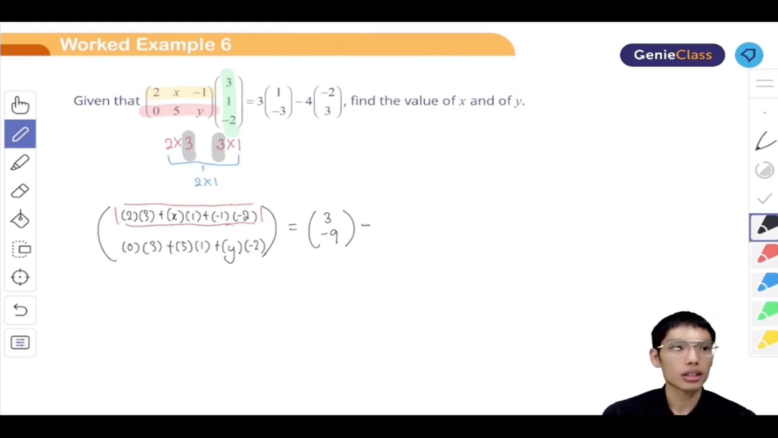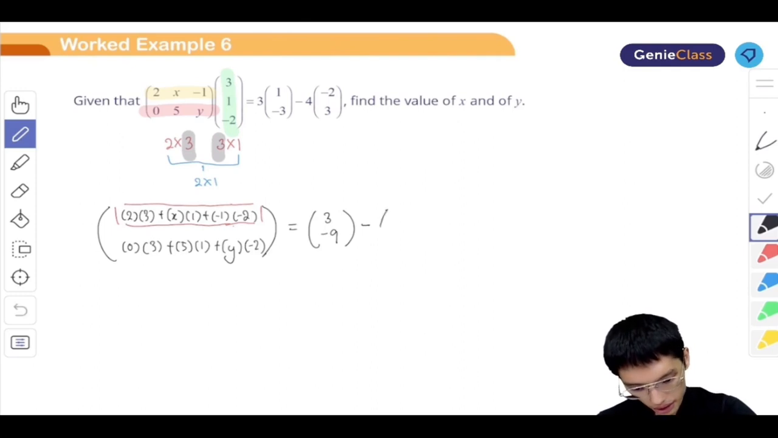Very good. You're going to get 8 and minus 12. That's right. You're going to get 8 and minus 12. So from here, you are going to have 8 and minus 12.